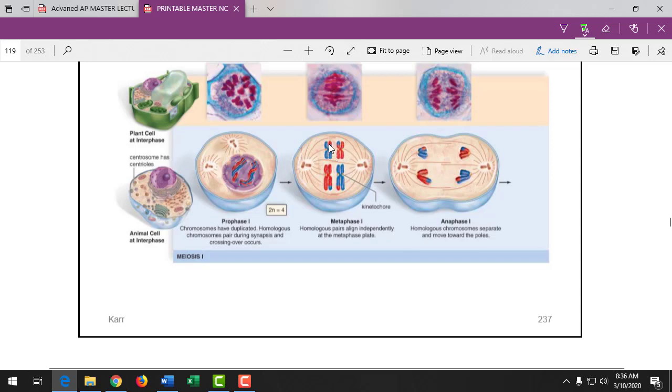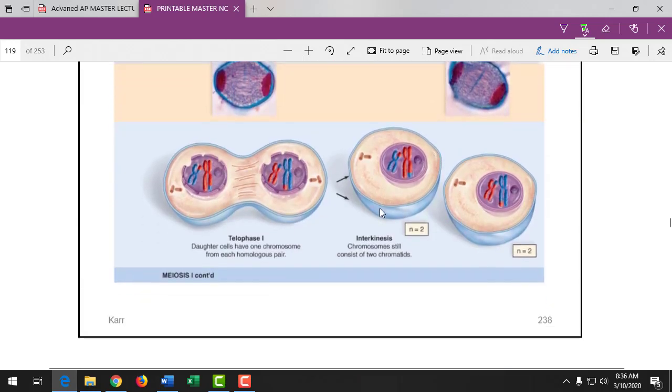You can see the little bits here. This is red and this is blue because crossing over occurred here, lining up, being pulled apart. Then again, we jump right to this interkinesis. So in telophase 1, everything kind of reforms, but it doesn't recoil and become chromatin again. That would be a waste of time because we're not done with these cells. We need to divide them again.